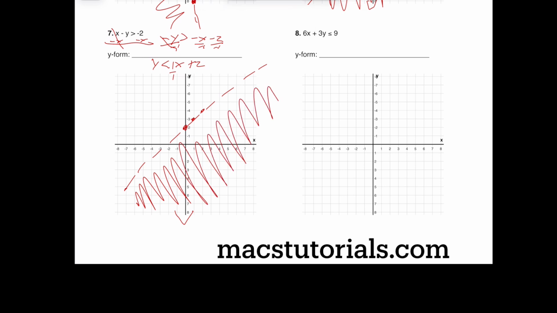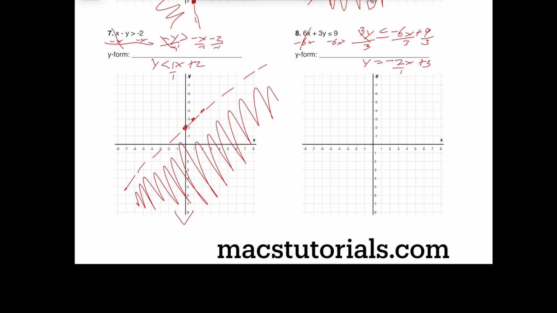Last one. Way to hang in there, guys. Okay? Let's go minus 6x, and I'm going to get 3y is less than or equal to negative 6x plus 9. Divide everybody by a positive 3, which means that we don't change anything. y equals negative 2x plus 3.